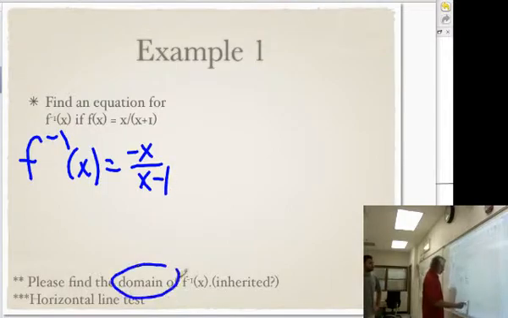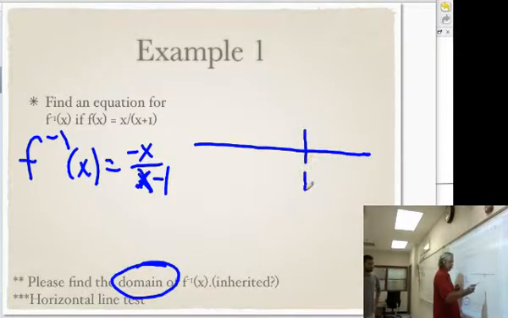All right, so what's the domain of this thing? Well, x can be anything except it can't be 1, because 1 minus 1 makes 0 on the bottom. So far, my domain is anything but 1. Everything else on the number line works.